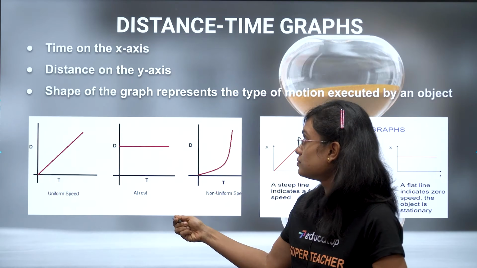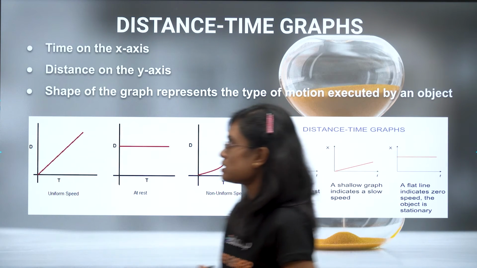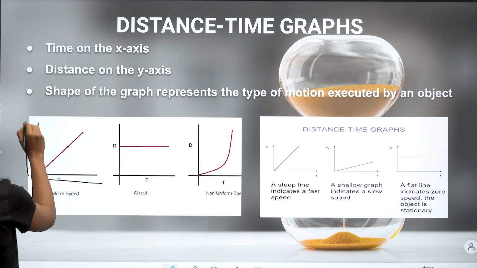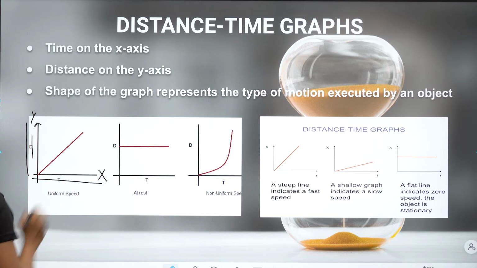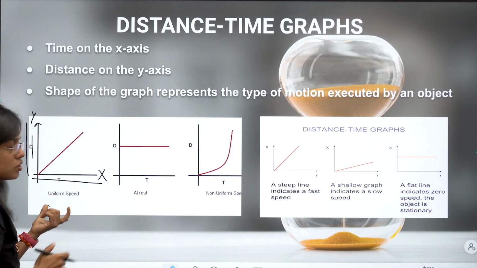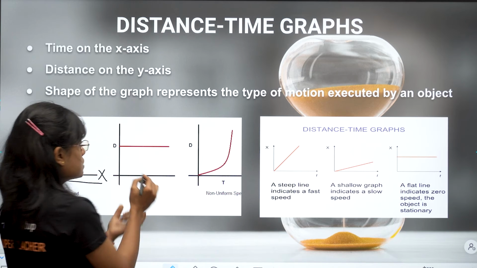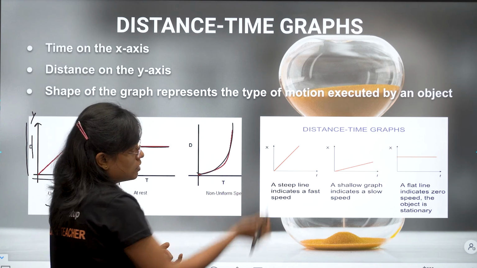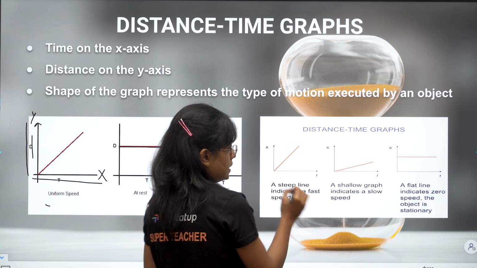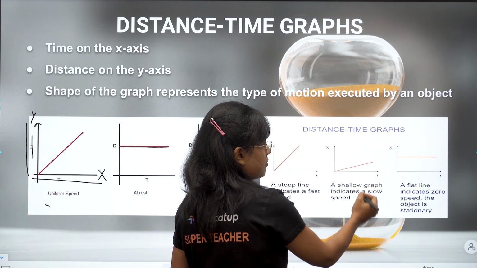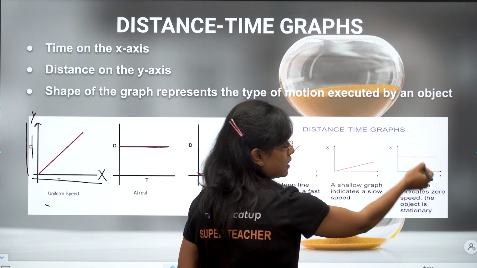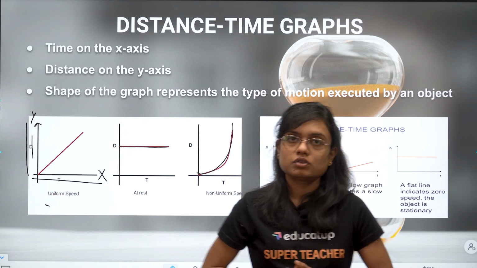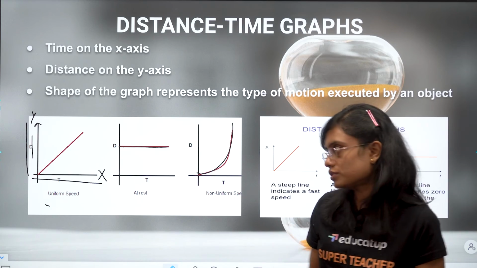Really a boon. Now, distance time graphs, you need to understand time is always mentioned on the x-axis, which is this, and distance on y-axis, which is this. Always. When a uniform speed is there, uniform motion, it will be a straight line graph. When the object is not moving, it's a horizontal straight line, and non-uniform motion, it can be any shape. Basically, a steep line indicates a fast speed, a shallow graph indicates a slow speed, and a flat line indicates that the object is not moving, it is at rest. So, by looking at the graph, you can predict the motion and the speed both.